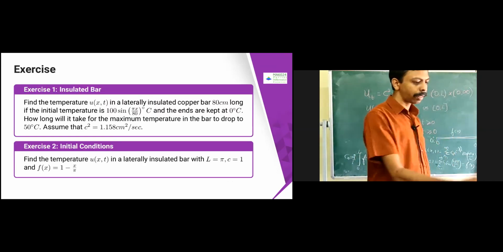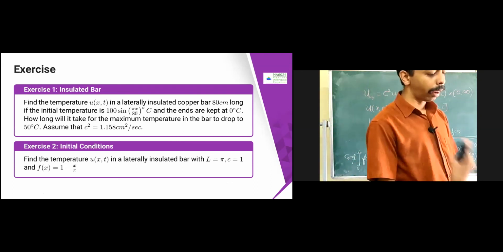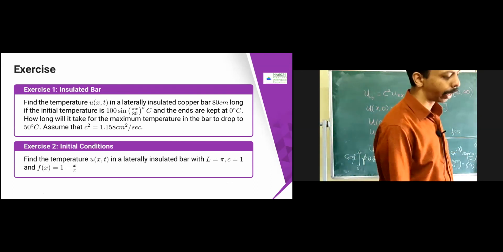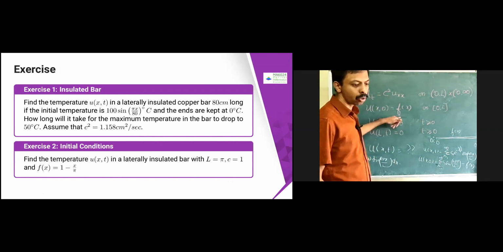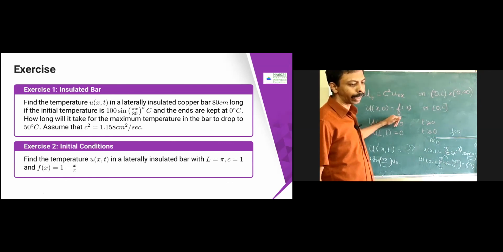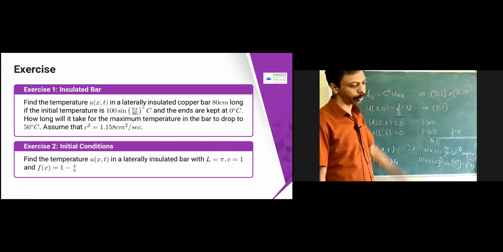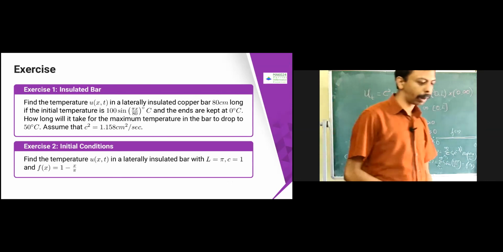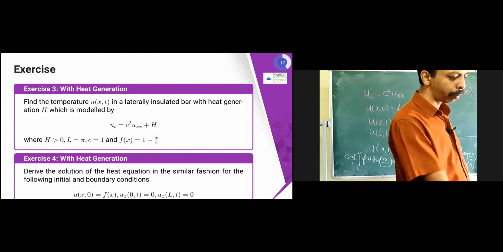Okay. So these are some exercises you can do on temperature in a laterally insulated copper bar. I have given the conditions for f of x. f of x equal to 100 sin(pi x by 80) degrees Celsius, that I have given. The length is also 80, so you can easily find this answer. Similarly, the second problem you can do. Again, the third problem, same way.